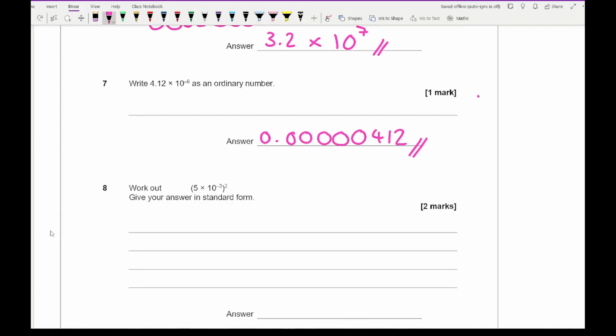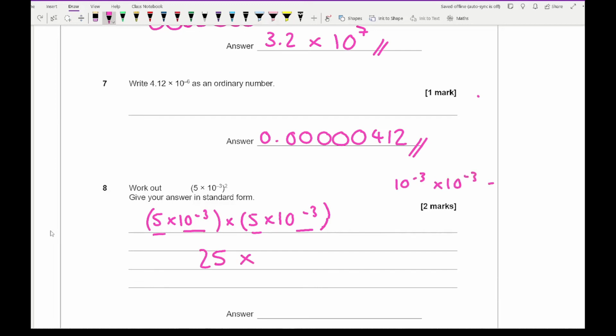Then with question 8, it says work out 5 times 10 to the power of minus 3, all squared. So that is 5 times 10 to the power of minus 3, twice. It's really important that you recognize this as a double bracket question, where we just need to do these. Now from this, we don't need to do any cross multiplying because this represents just one number. So 5 times 5 is 25, times 10 to the power of minus 3 times 10 to the power of minus 3. So here we add the powers, working with indices. That's 10 to the power of minus 6.